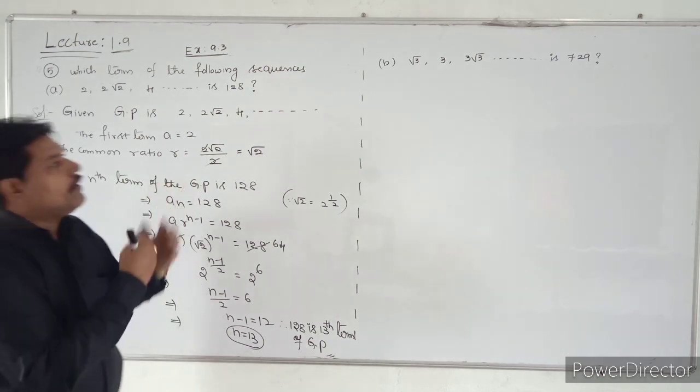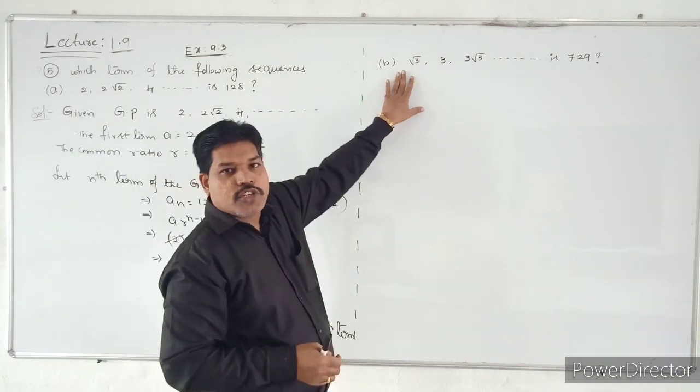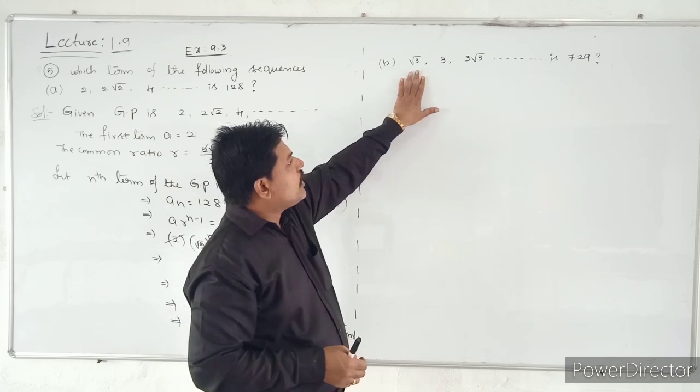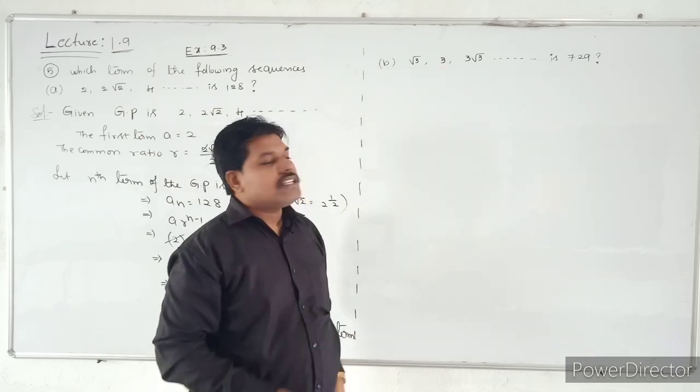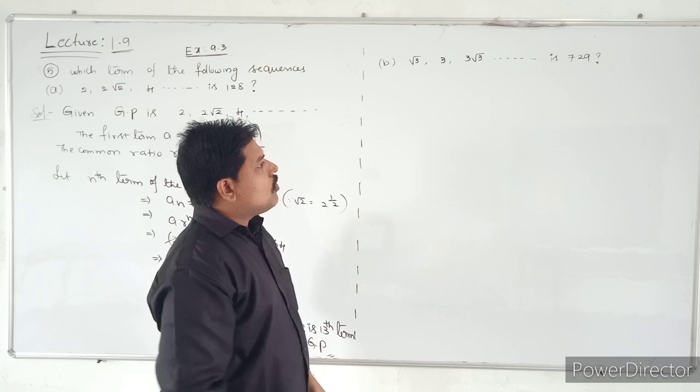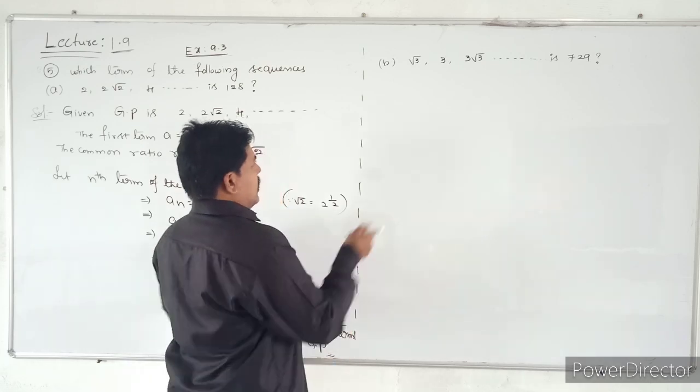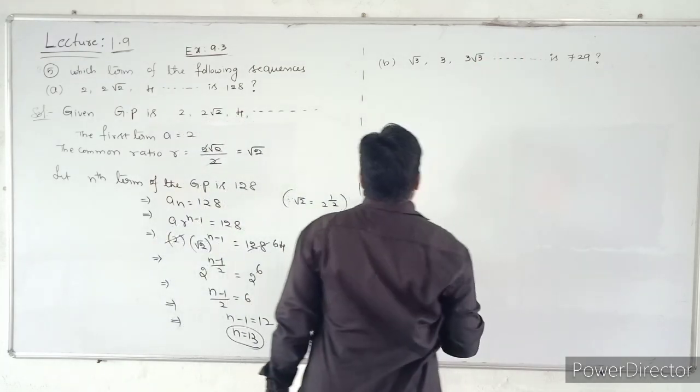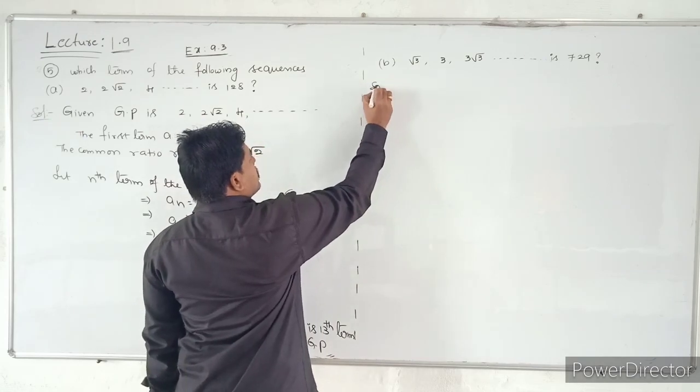See question number B, in the same question. What is that one? Root 3 comma 3 comma 3 root 3 and the number is 729. What is the question they are asking you? Here also the same: which term is 729. So I will start that one first.